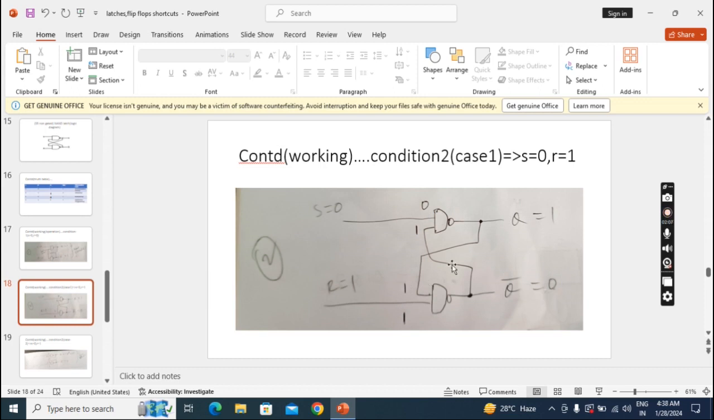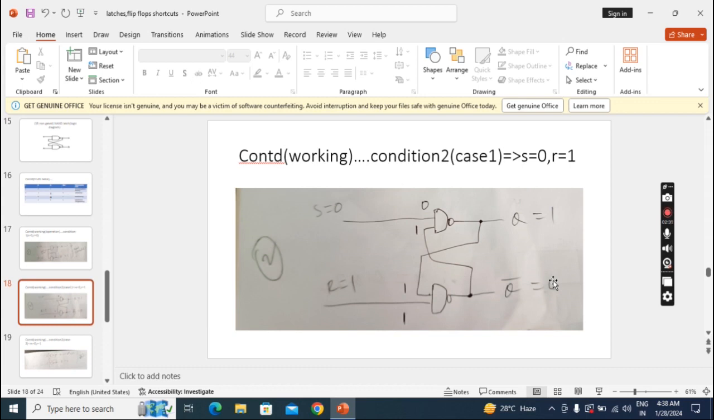But we should not write this output immediately in the truth table. We have to check whether this output is stable or not. Stable output means I keep this 0 1 input as it is, then I feed back these values. When I feed back these values, if I again get 1 0, then that is the stable output.